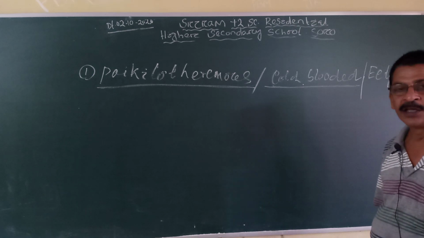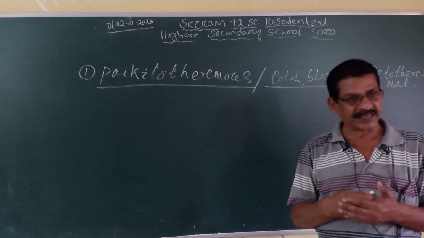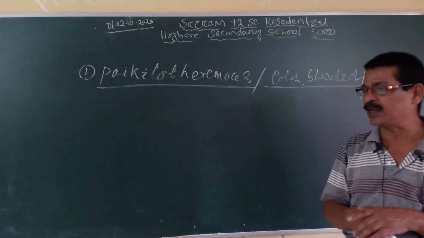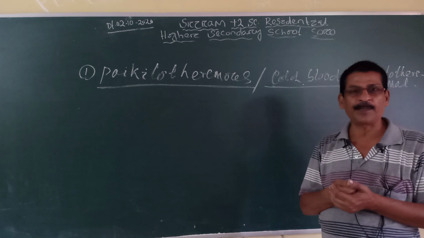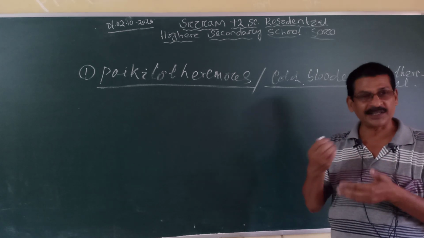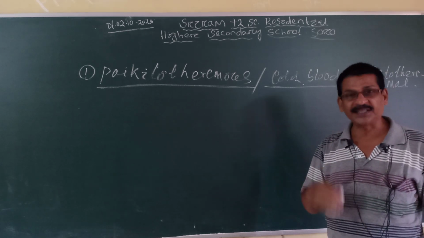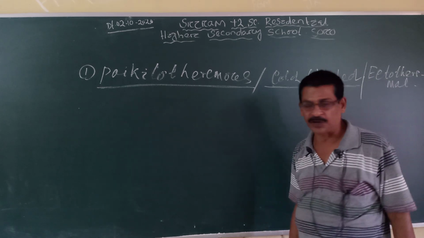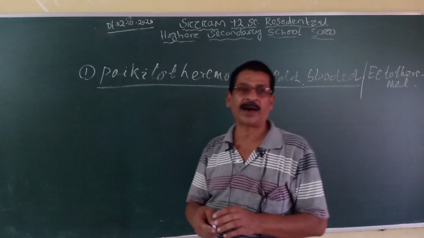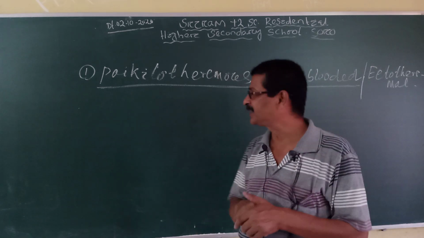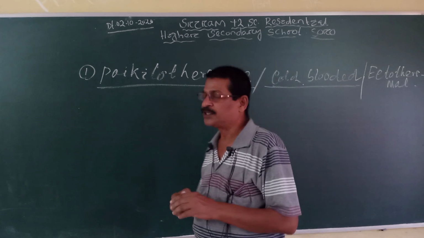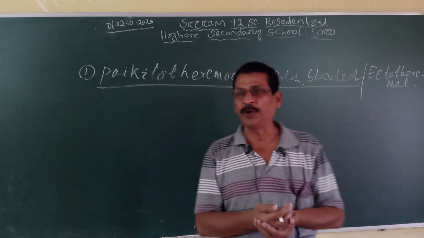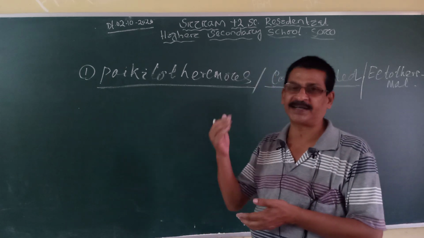The cold-blooded animals are those animals whose body temperature changes with the environmental temperature. You know, the temperature of the environment is changing. That means in summer, the temperature of the environment increases. In winter, the temperature of the environment decreases. Clear?